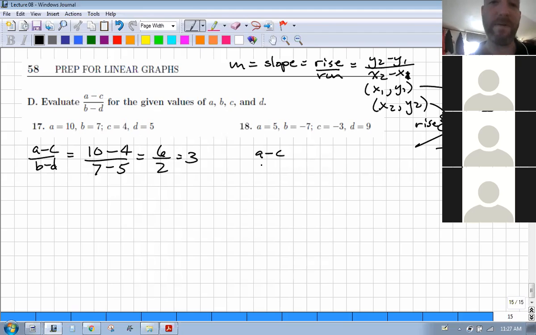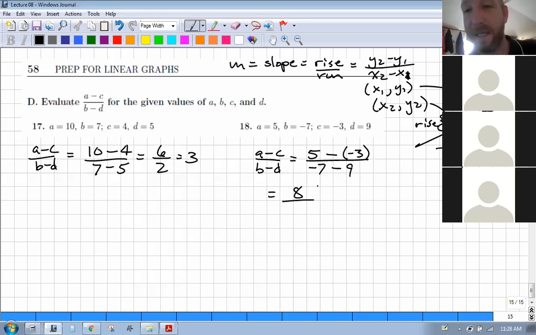A minus c over b minus d. So the big mistake people are going to make here is with this minus sign. All right, a is 5. We put the minus sign in. C is -3. We're subtracting a negative, okay? So b here is -7. We put our minus, and d is 9. So 5 minus -3 is 8. -7 minus 9 is -16. So this gives us -1/2.